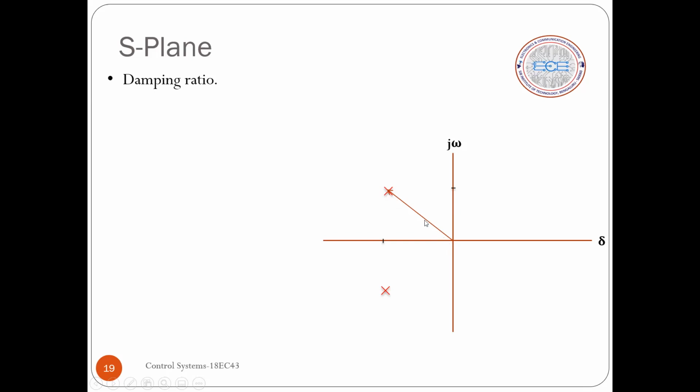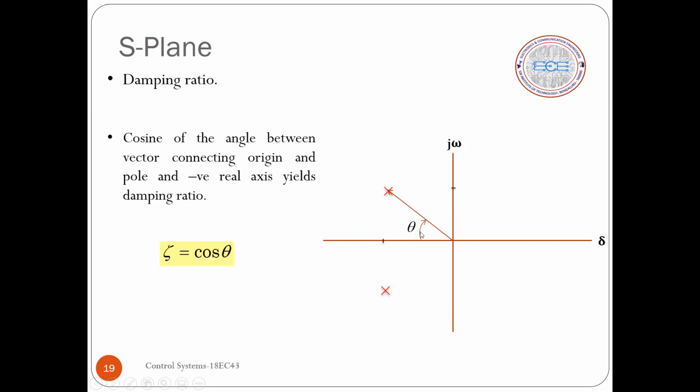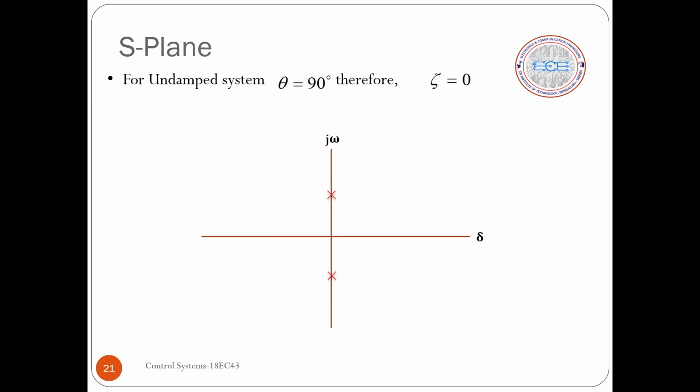Now you have to imagine an angle formed here. This line is making some angle with the negative real axis. That angle we call theta. Cos of that angle is what we call the damping ratio zeta. So I can imagine many zeta lines on the S-plane, so that whichever pole lies on any particular line, I can read the zeta value directly from the graph.